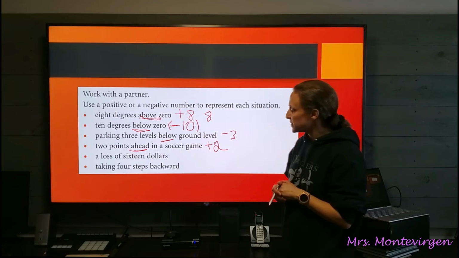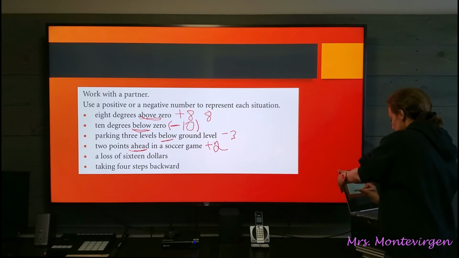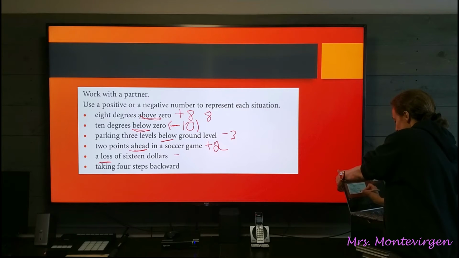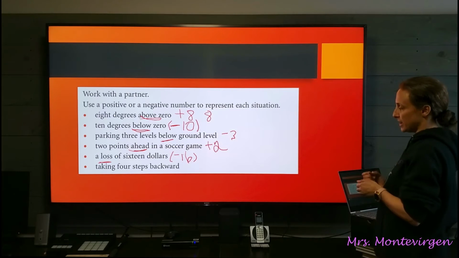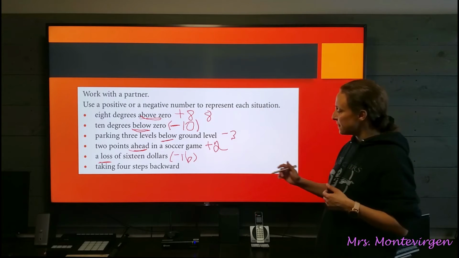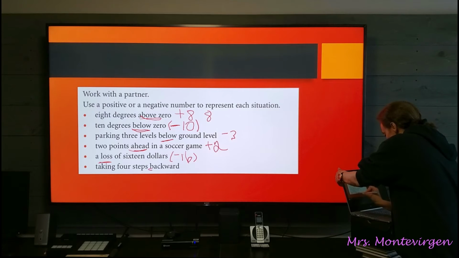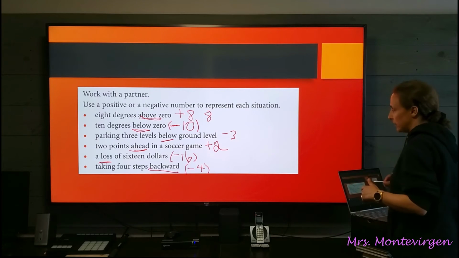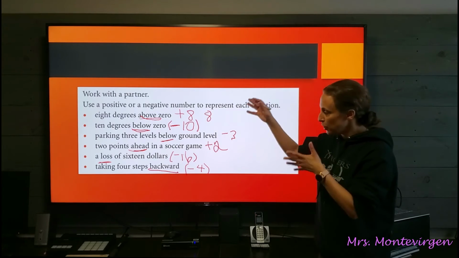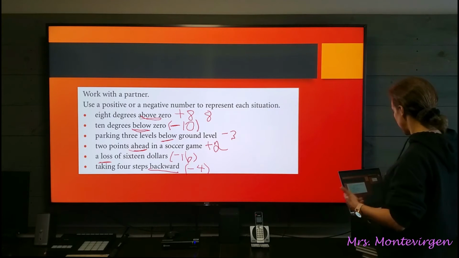Right, let's go on to my next. A loss of $16. My keyword here is loss, so I'm going to associate loss with a negative number, and the digits I'm looking for is 16. I forgot to do this on the other one above, but I'm going to remember to put my brackets in there. And the final one, taking 4 steps backward. My keyword here is backwards, so I'm going to put -4, and I'm going to put that in brackets. So there you go. Hopefully you went through each of those and you got them right.